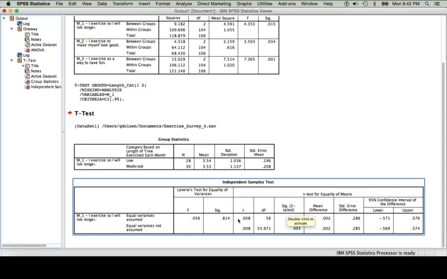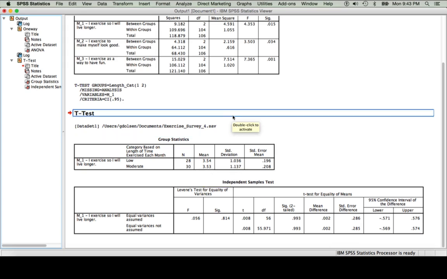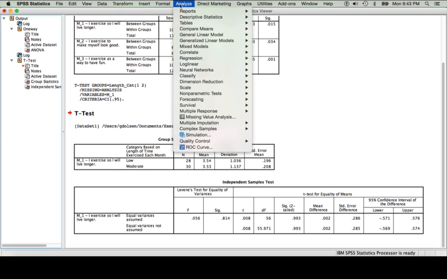And we look here, we can see that Levene's test for variance is not significant. So that means that we use the upper row. So we can say a t with 56 degrees of freedom is equal to 0.008. And that's really not significant at all. Indeed, if you take a look between low and moderate, the mean for low is 3.54 and moderate is 3.53. Not particularly surprising there.